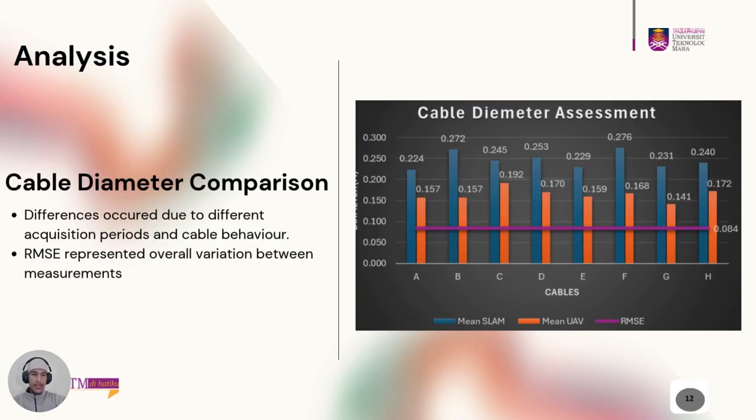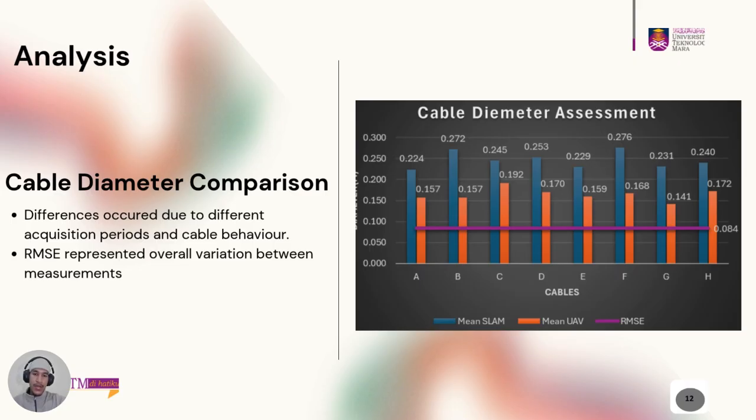Next, the second analysis performed in this research is cable diameter comparison. For cable assessment, diameter comparison was used instead of M3C2 analysis. This is because the datasets were collected at different periods of time. So, environmental conditions like temperature will affect the cable position and the cable sag.